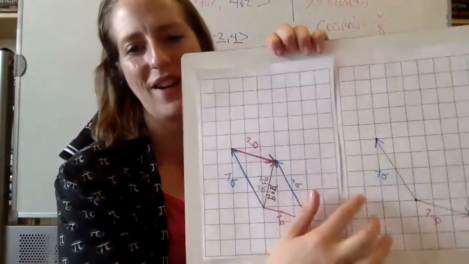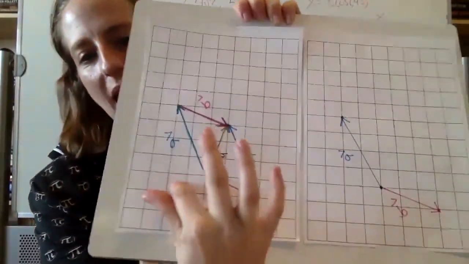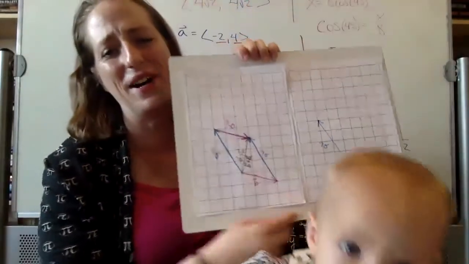With the first parallelogram, I started with A, and then I added on B.